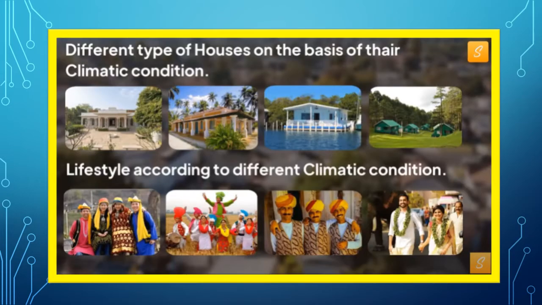Now, due to the regional variations in climatic condition, there is a variety in the lives of people. According to the climatic conditions, houses are built, the way people wear clothes, and the food they eat depend on the climatic conditions of that place.